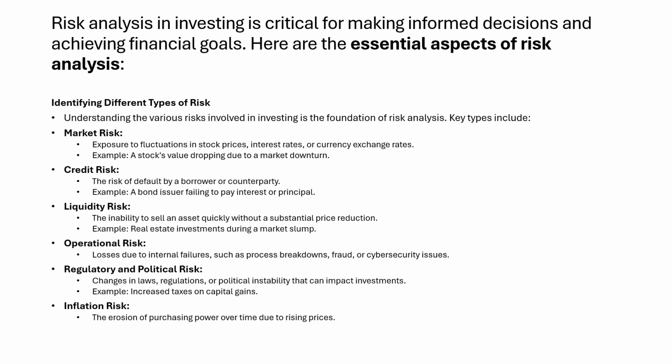The second one is credit risk. It is the default when you borrow money from a counterparty. A good example can be a bond issuer failing to pay its interest or principal. Operational risk is due to internal failures such as process breakdowns, fraud, and different cybersecurity issues.